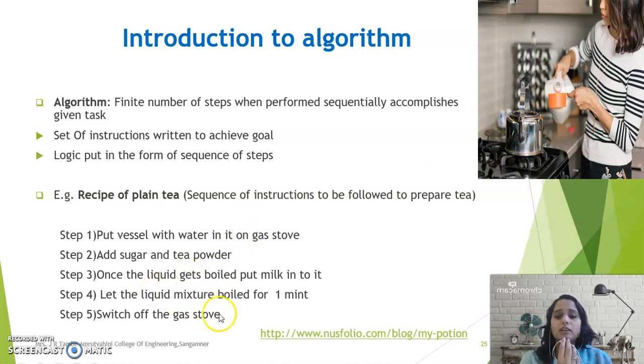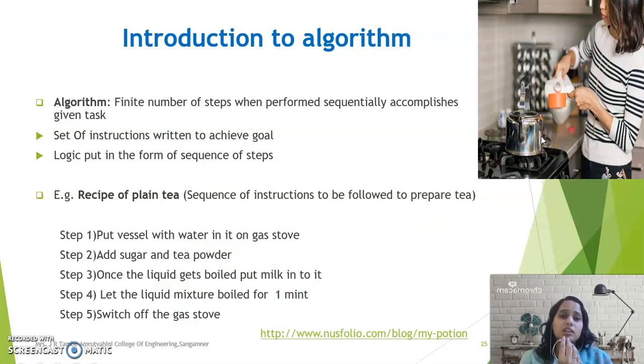Now next, let the mixture get boiled for 1 minute. So here it is clearly mentioned, so he will boil that mixture again after adding milk for 1 minute, and then finally the tea is ready, so he will switch off the gas stove. So remember, while writing the algorithm, you should be very specific, right?